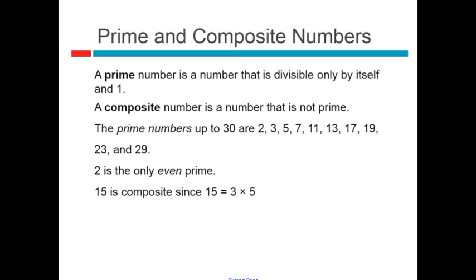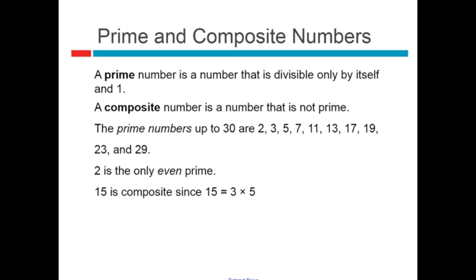So if we think about the numbers that are only divisible by themselves or 1, for example, the number 2, the only factors of 2 are 1 and 2. The only factors of 3 are 1 and 3. So 3 is only divisible by itself and 1.